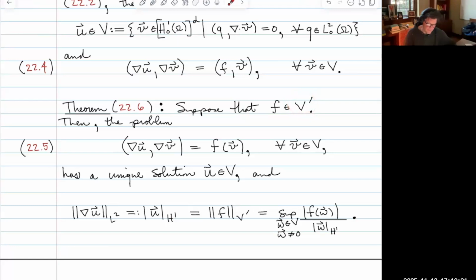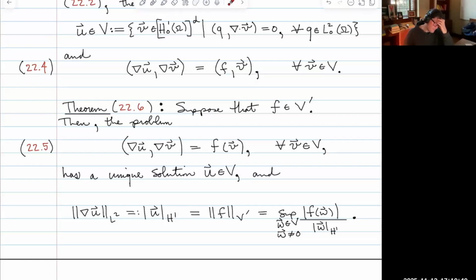That's the space of bounded linear functionals on V. Then this problem has a unique solution. And the reason it has a unique solution is because of the Riesz representation theorem, or alternatively, due to the Lax-Milgram theorem. And I'll show you that in a minute.